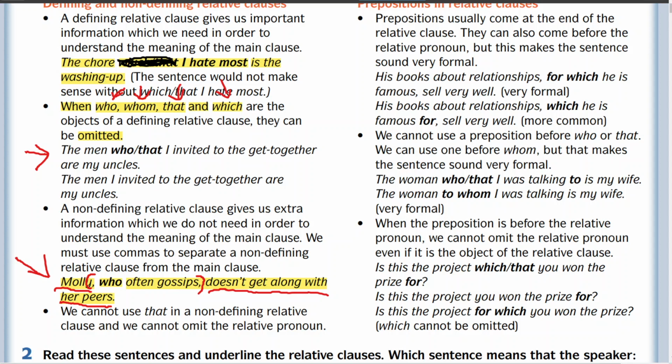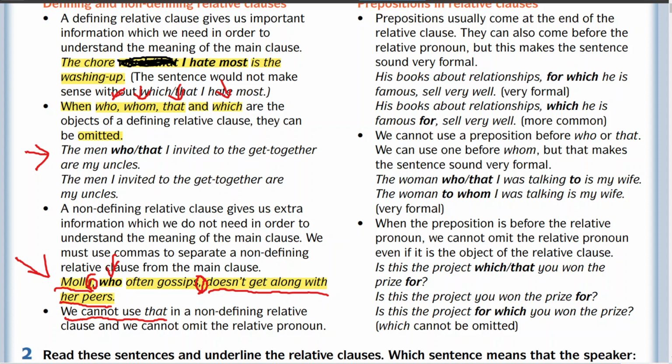So, for these ones, you can put a comma here. Comma kat sini. Molly, who often gossips, doesn't get along with her peers. And untuk ayat seperti ini yang ada comma ni kan, you have to use who. You cannot use that. Kalau tidak, ayat-ayat sebelum ni tadi kita boleh guna who, kita boleh guna that kan. Yang ni tak boleh guna that, boleh guna who sahaja. So how do you know when you can use only who? You look at the comma. Molly, who often gossips. You cannot say Molly that often gossips.